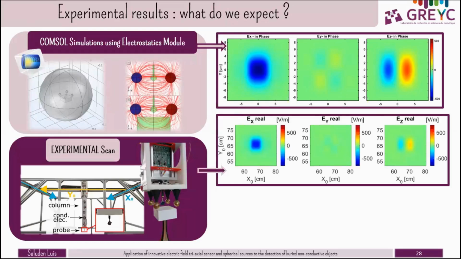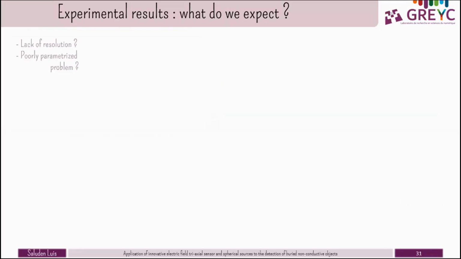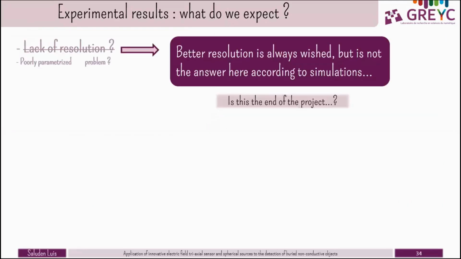And when we do the experimental scan, it's actually pretty good in terms of compatibility. We are able to detect the object, the medium 2, but we don't have a detection of the anomaly. So the question was, do we have a lack of resolution, or is our problem poorly parameterized? So lack of resolution, it's not that. It's always better to get a better resolution, but this is not what simulation told us.